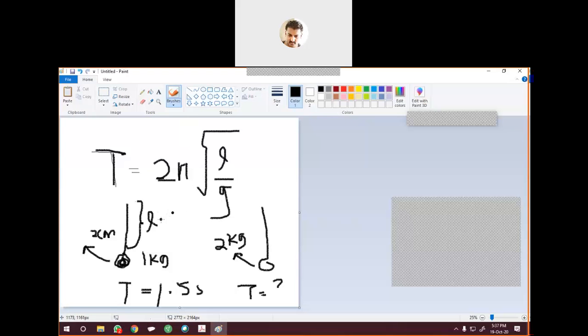So if I say the length of the first one is 2 cm and the length of the second one is 4 cm, will there be a change? Yeah, sir, because the length is in the formula. Whatever is not in the formula, if you change it, there won't be any changes. L is the length of the pendulum, and g is gravity.